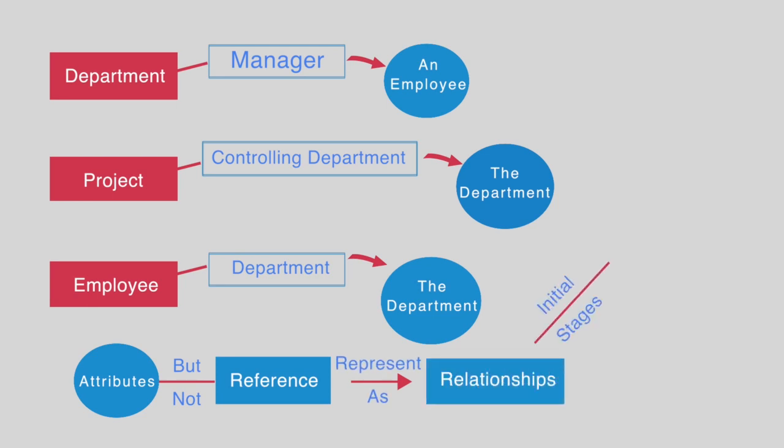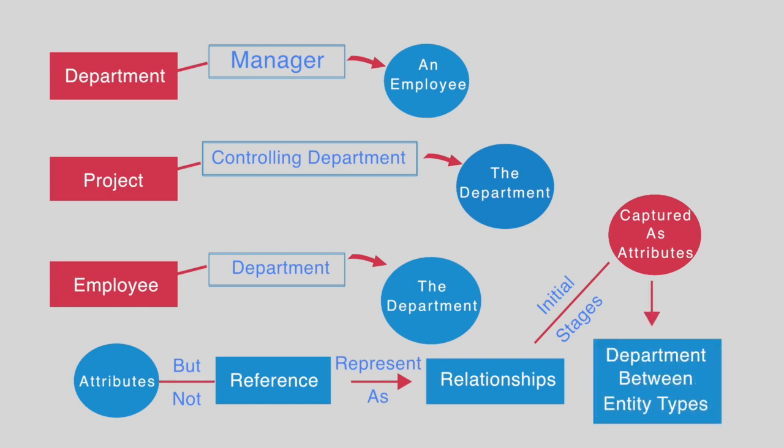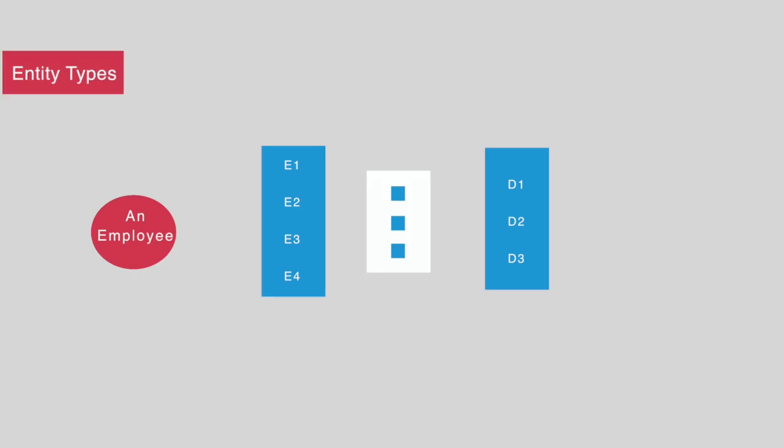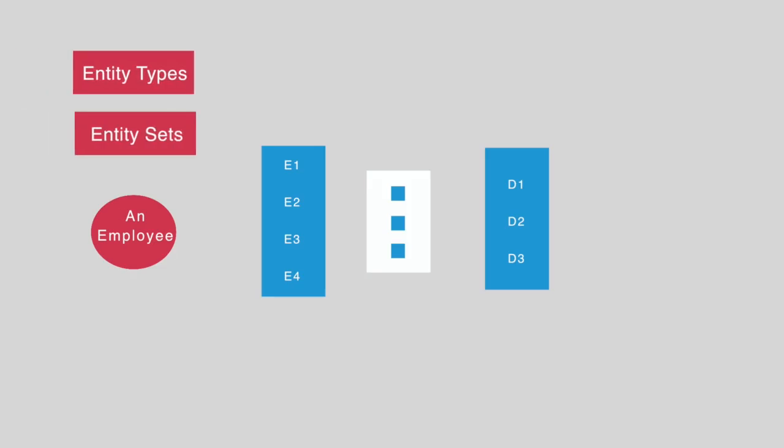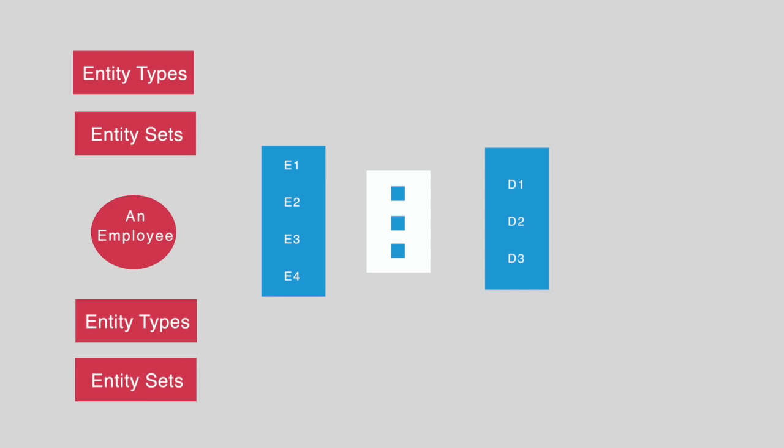In the initial stages of design, relationships are captured in the form of attributes. As the design is refined, these attributes get converted into relationships between entity types. Relationship types and relationship sets are just like entity types and entity sets.